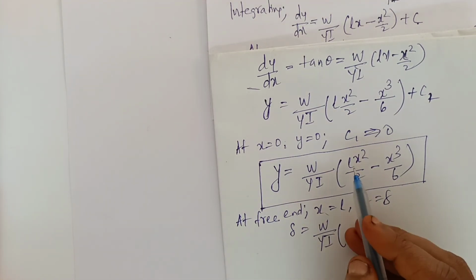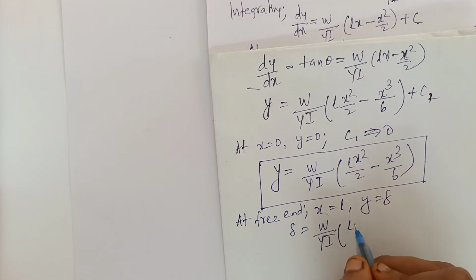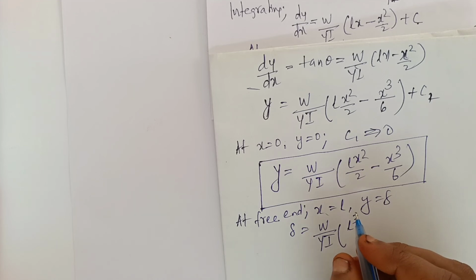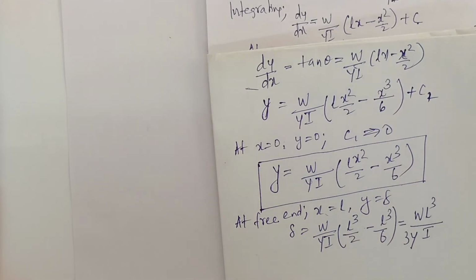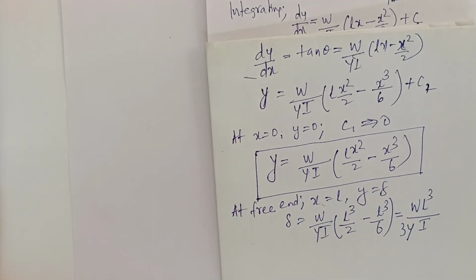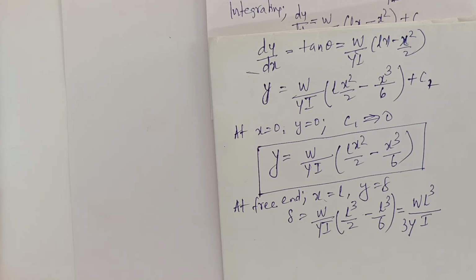x is equal to L, so when x square becomes L, we get L cube. That is L cube by 2 minus L cube by 6. That is delta is equal to w L cube by 3yi.